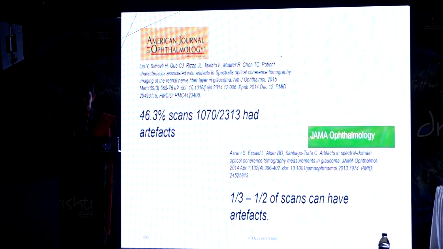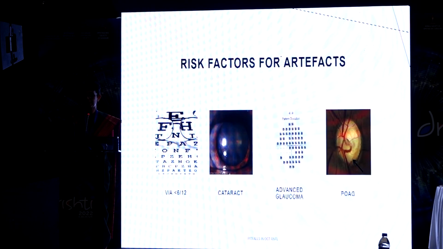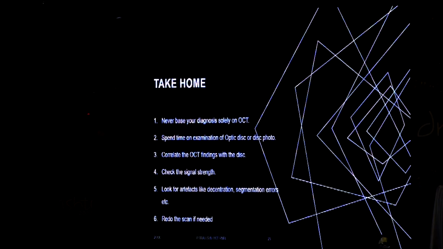So most of the studies show that about 35 to 50% of the scans contain a lot of errors. But if you go systematically, you can pick out most of the errors. The risk factors are a visual acuity less than 6/12 or the presence of cataract, advanced glaucoma, and even paradoxically an angle closure disease. So the take-home message is, never base your diagnosis solely on the OCT.